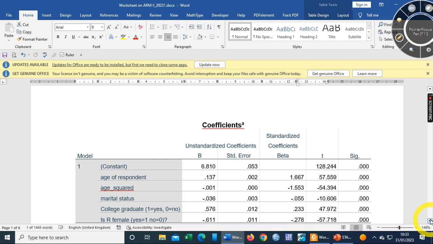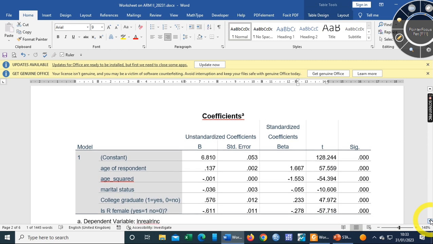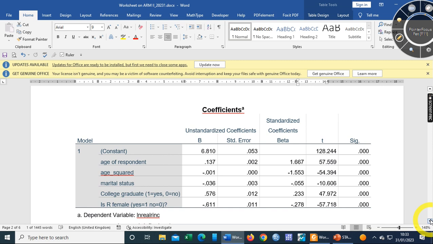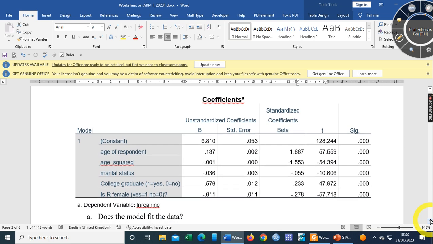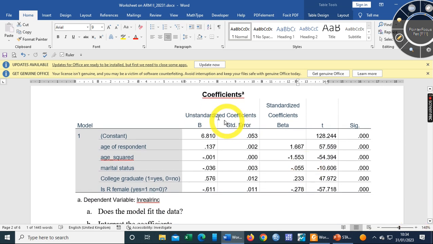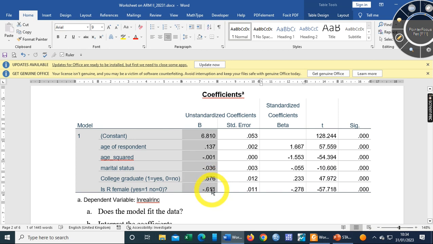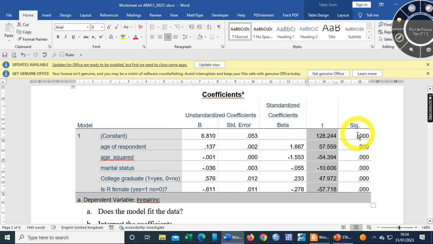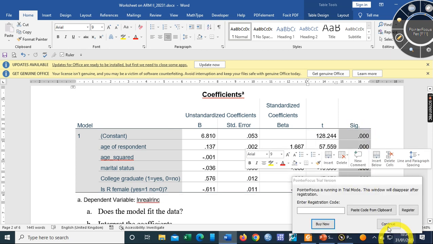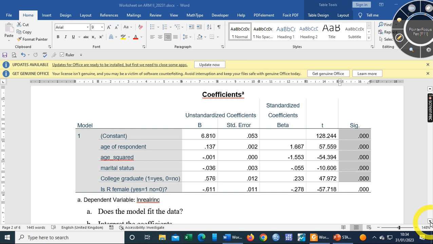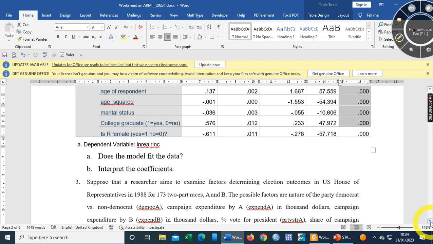In the third table, we have the coefficient table, and here we have both standardized and unstandardized coefficients. These are standardized coefficients, and these are unstandardized coefficients. This is the t-value column, and this is the p-value column. Having this in mind, let's go to the question.